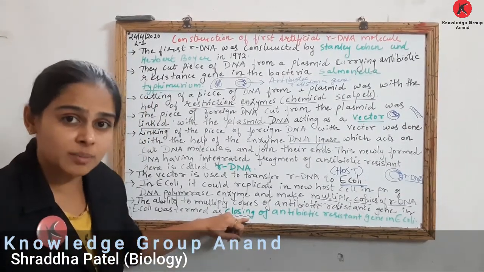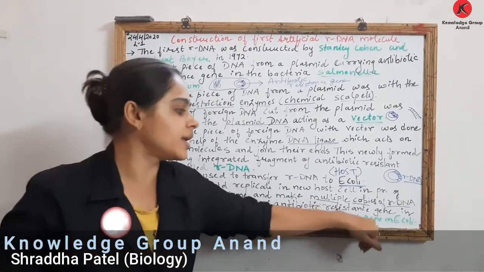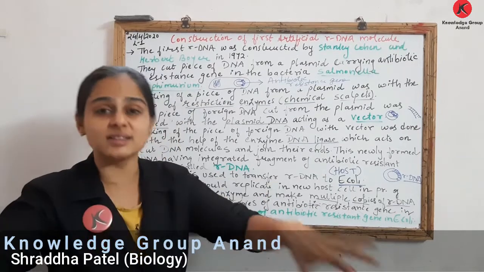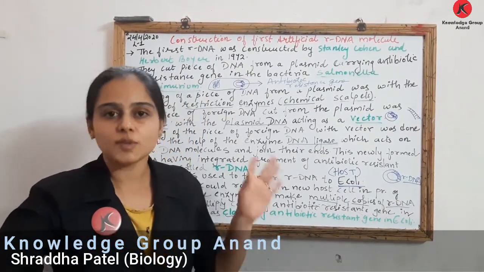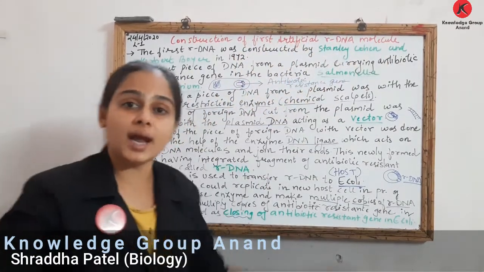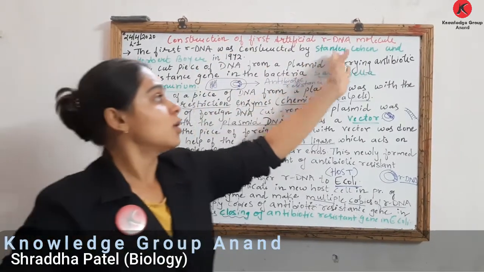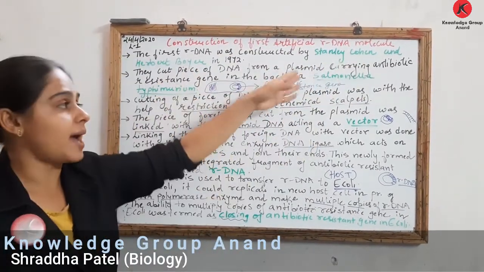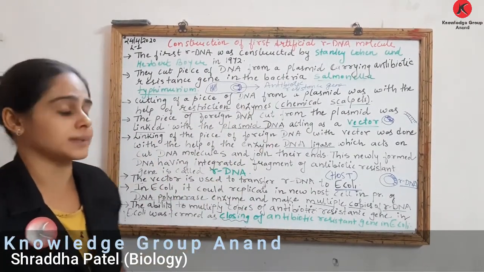What did we clone? Whose multiple copies did we generate? Of the antibiotic resistant gene, created inside E. coli. So this is the formation of our first artificial recombinant DNA, dated back to 1972. Okay, who did this? Boyer and Cohen. So this is the general description.